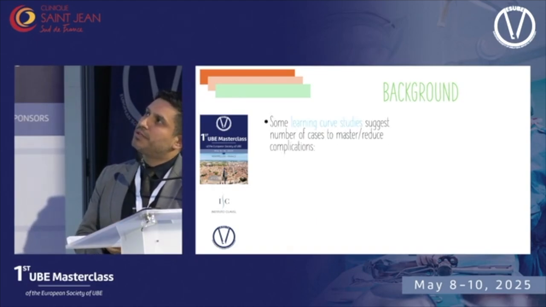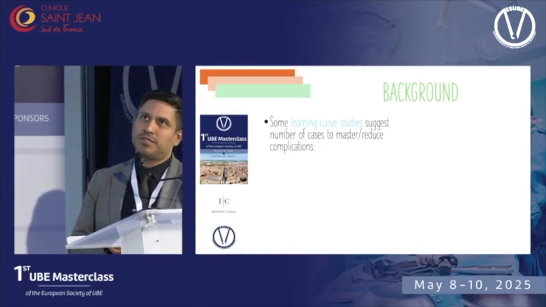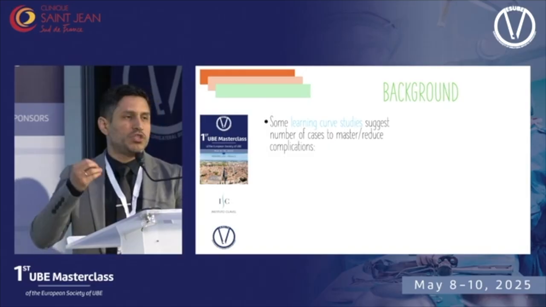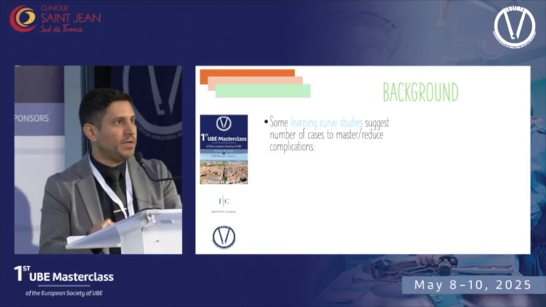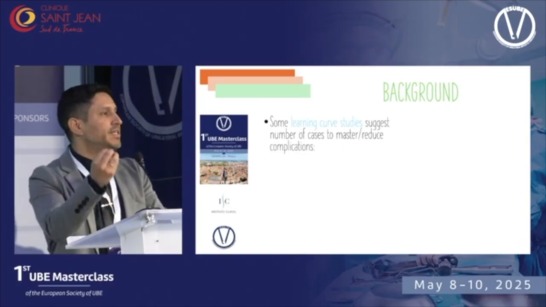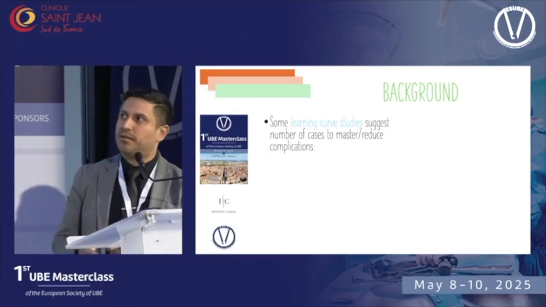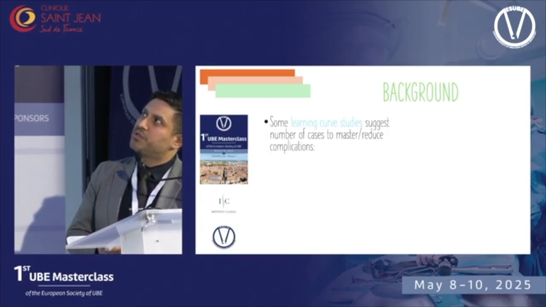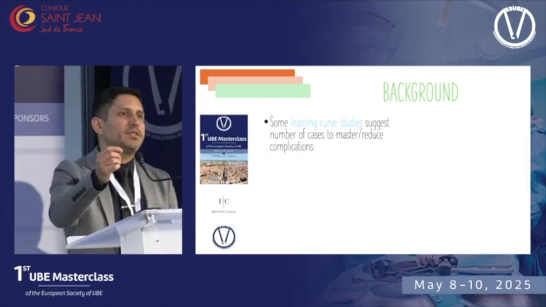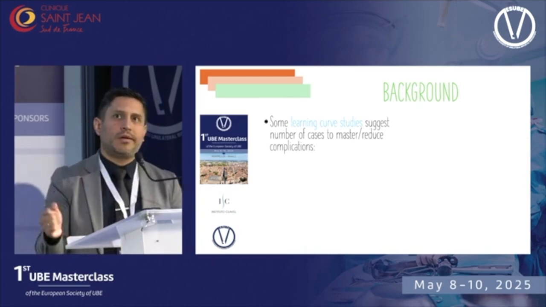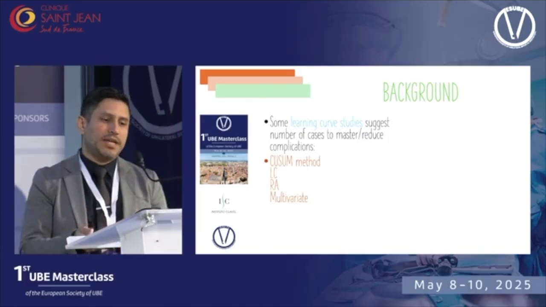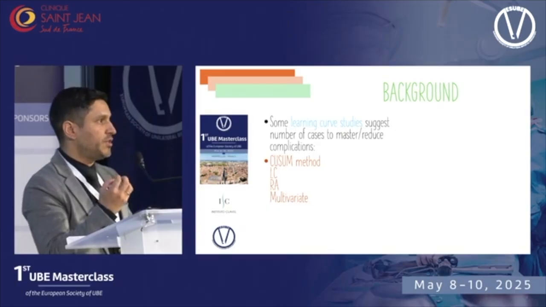So let's talk about the background, because in all these meetings and congresses, it's always the same question. How do I start doing UBE? Which is the best case to start with? What's the learning curve? How many cases do I need to do this or that procedure? Some learning curve studies suggest numbers of cases in the literature, let's say 15 cases for decompression, 50 cases for cervical, 100 cases for fusion, something like that, okay? And these studies are normally based on a single surgeon's experience.